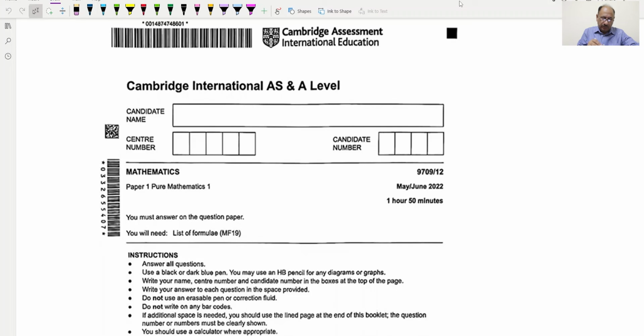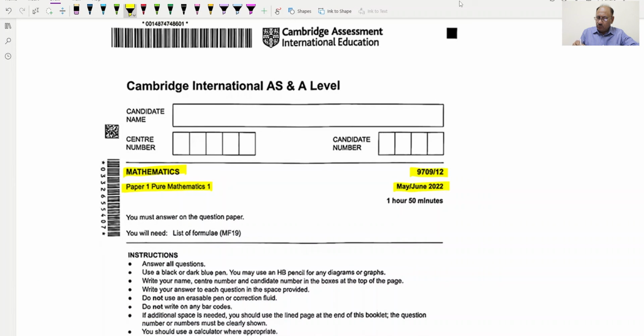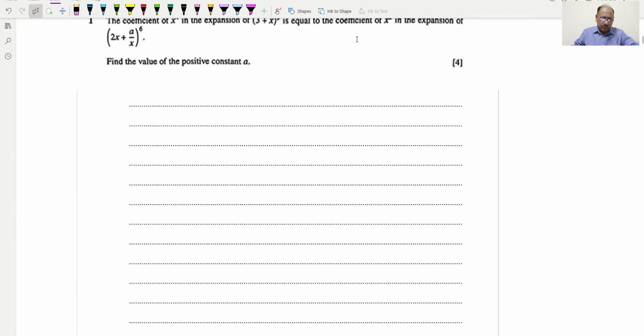Hello everyone. Today we'll be going through Mathematics Paper 1, Pure Mathematics 1, 970912, May/June 2022. This is AS and A Level International Cambridge. So let us move to question number 1.